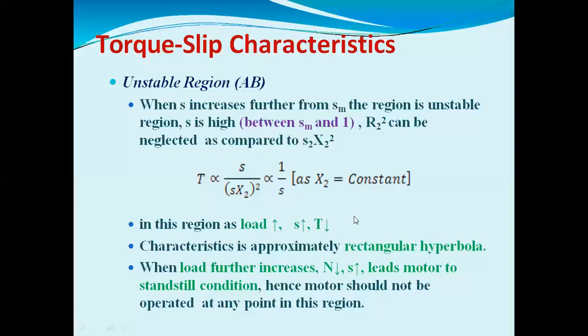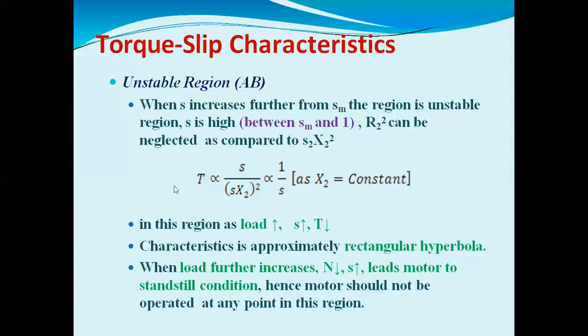Because when loading is increased, the value of NR is going to increase, the actual speed of the machine. So as a result, the difference NS minus NR goes on increasing, and the slip also increases. But as the slip increases, the torque decreases. This is the general conception of torque proportional to 1 by S, that is the conception of rectangular hyperbola.